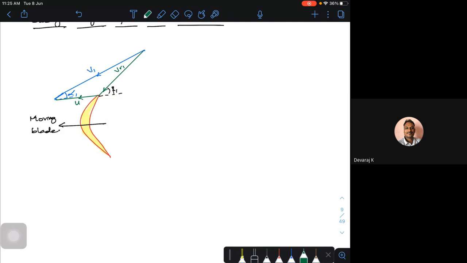Now, as I told, this V1 can be resolved into two components: one in the flow direction, the other in the tangential direction. So this is the inlet velocity triangle.